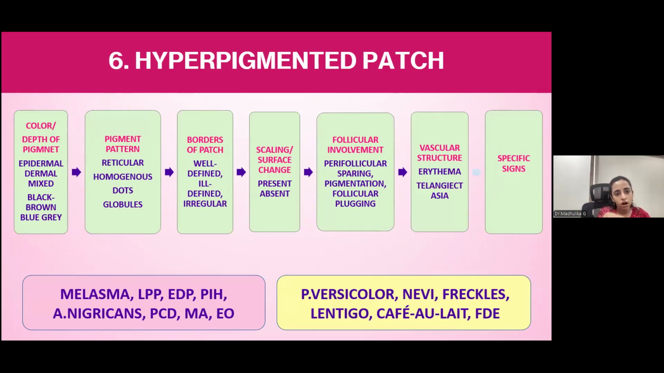Are there any dots, any globules present? How is the patch? Well-defined, ill-defined? And then is there any scaling on the surface? Is there follicular involvement, or follicular sparing, or follicular plugging? Note that. See if there is any vascularity to it. Like say you're seeing a melasma, you know there are telangiectasias, so you know the vascularity is very active in that melasma patch, and any other specific signs according to the disease.